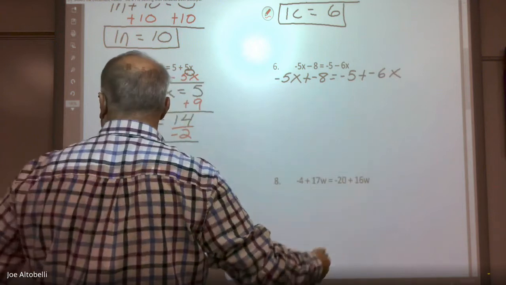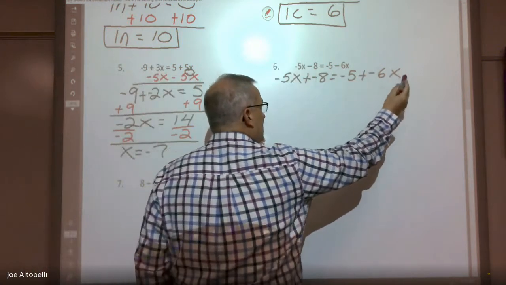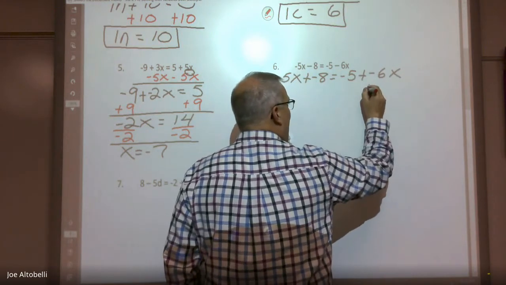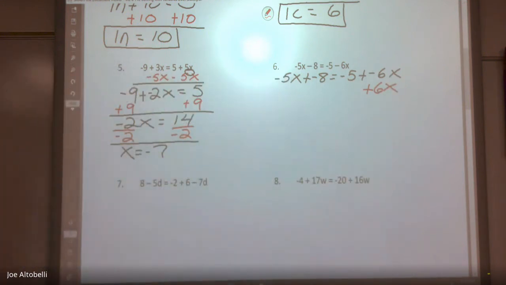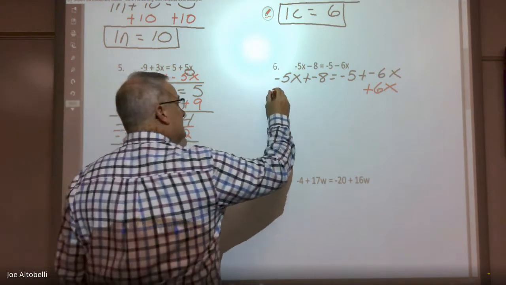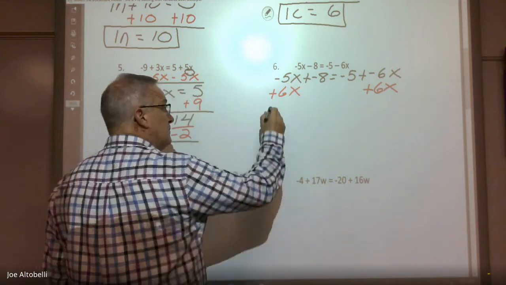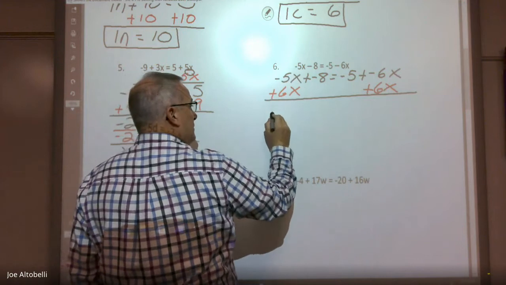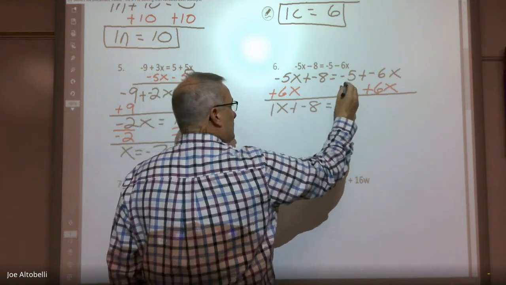So I go to my next step, which is eliminate variable on the right side. I want to eliminate this. To do that, I have to add 6x. That'll give me 0 there. Okay? So I add 6x over here. This will give me 1x plus a negative 8 is equal to the negative 5.